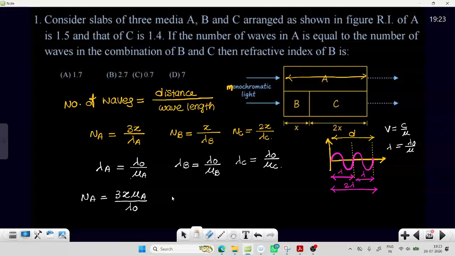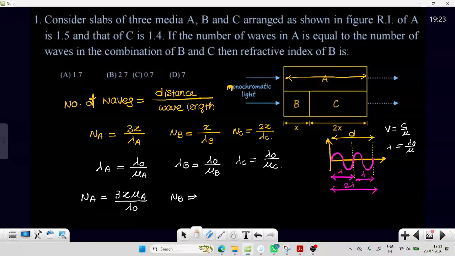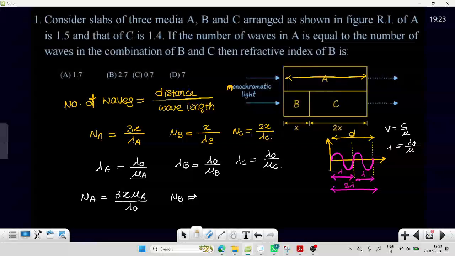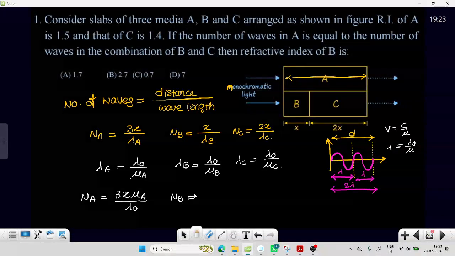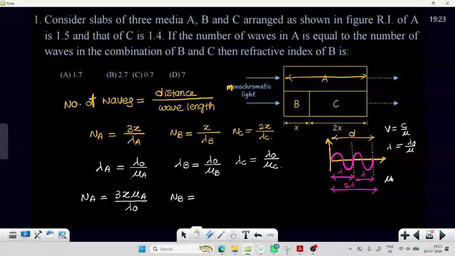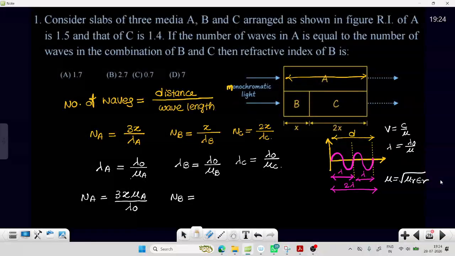Another formula we also saw: V equals 3 into 10 power 8 divided by the square root of mu naught into epsilon naught. C means 3 into 10 power 8, and in the denominator it is the square root of mu and epsilon. That is the same formula. Mu r epsilon r under the square root is nothing but the refractive index. Now tell me, mu B now.